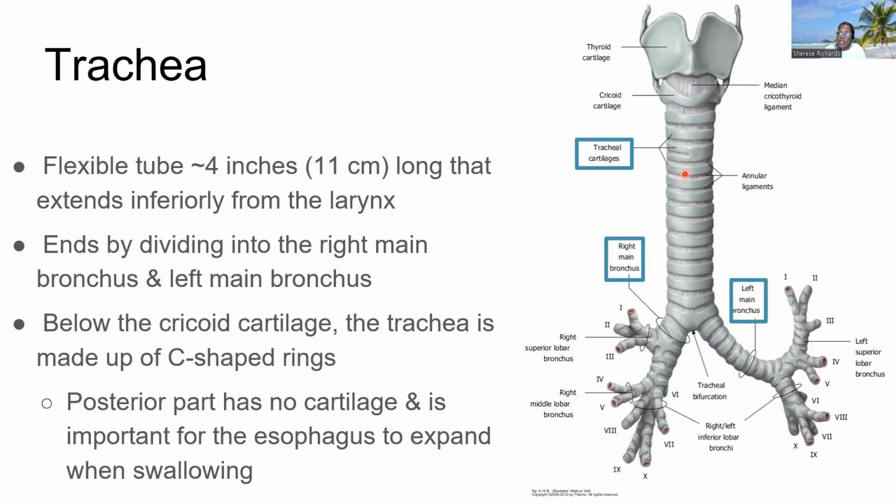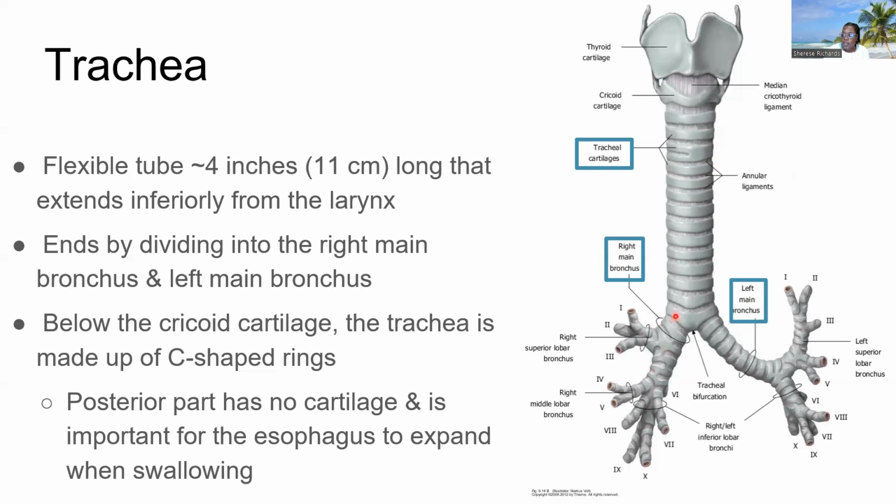So if the cartilage was continuous at the posterior part of the trachea, then that would sort of compress the esophagus as food moves through that muscular tube. And so to prevent that, only the anterior portion of the trachea is cartilage. And the trachea will eventually end by bifurcating or dividing into two main bronchi, the left main bronchus, which is a little bit more horizontal in its orientation, and the right main bronchus, which is more vertical in its orientation.